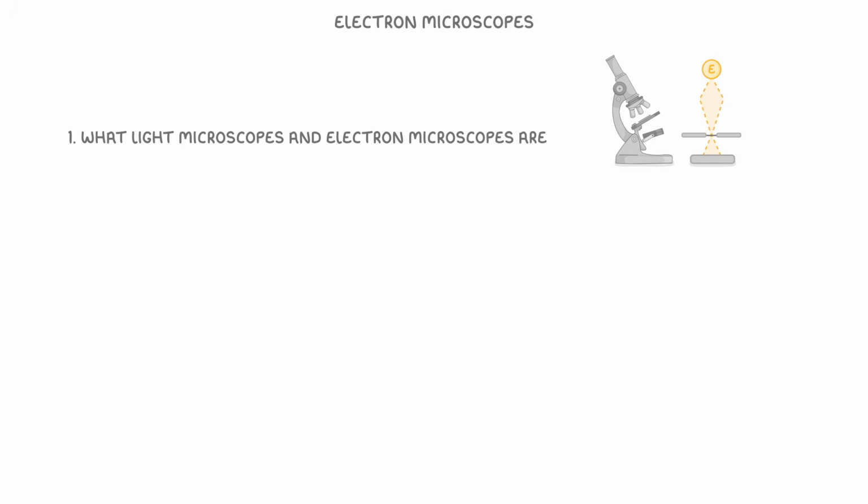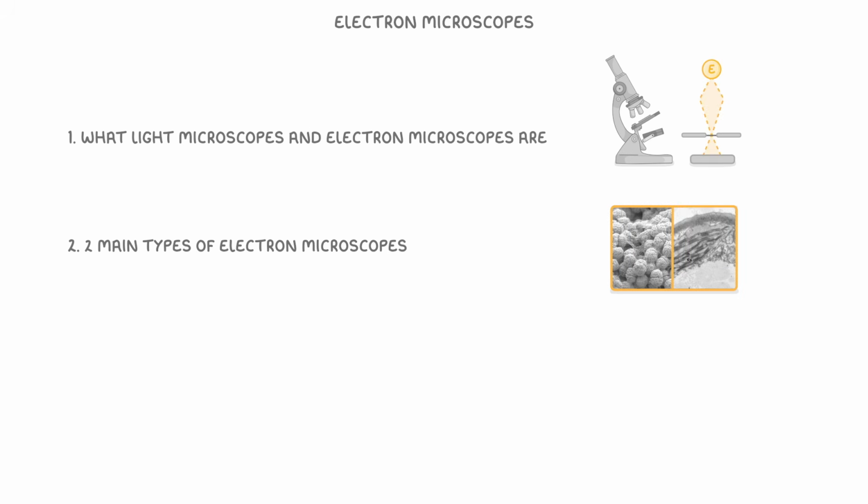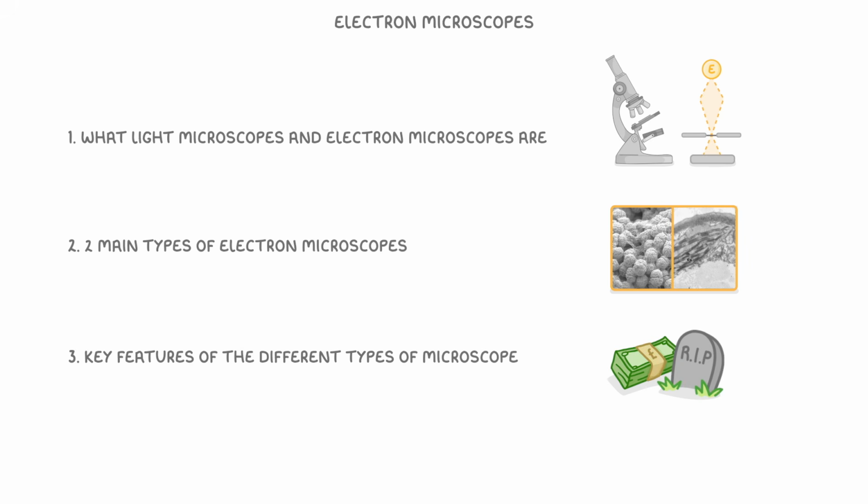In this video, we're learning about electron microscopes. So we'll cover what light and electron microscopes are, the two main types of electron microscopes, and finally, we'll compare the key features of the different types of microscope. Let's start by looking at what light microscopes and electron microscopes are.